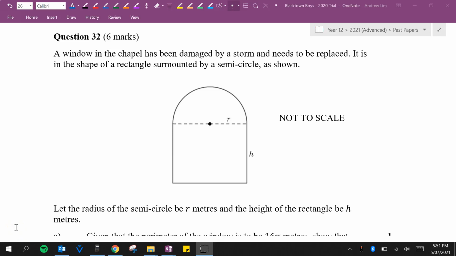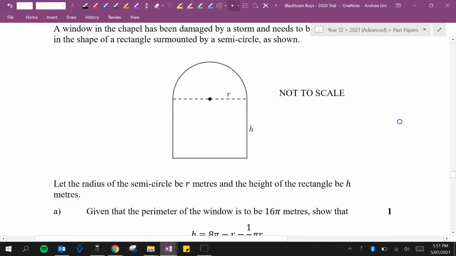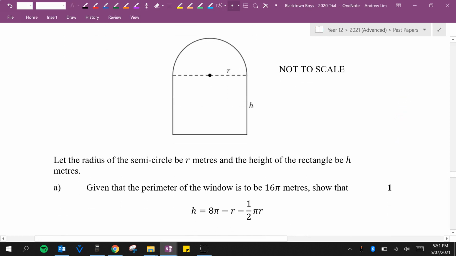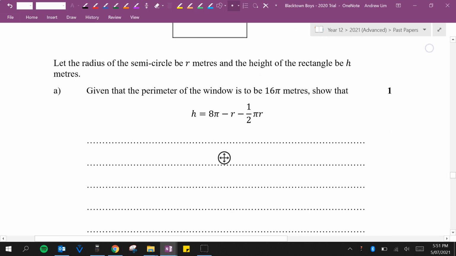Okay, question 32 of the Blacktown Boys 2020 trial. A window in a chapel has been damaged by a storm and needs to be replaced. It is in the shape of a rectangle surmounted by a semicircle as shown. Let the radius of the semicircle be r meters and the height of the rectangle be h meters. Given that the perimeter of the window is to be 16 pi meters, show that h is equal to 8 pi minus r minus half pi r.